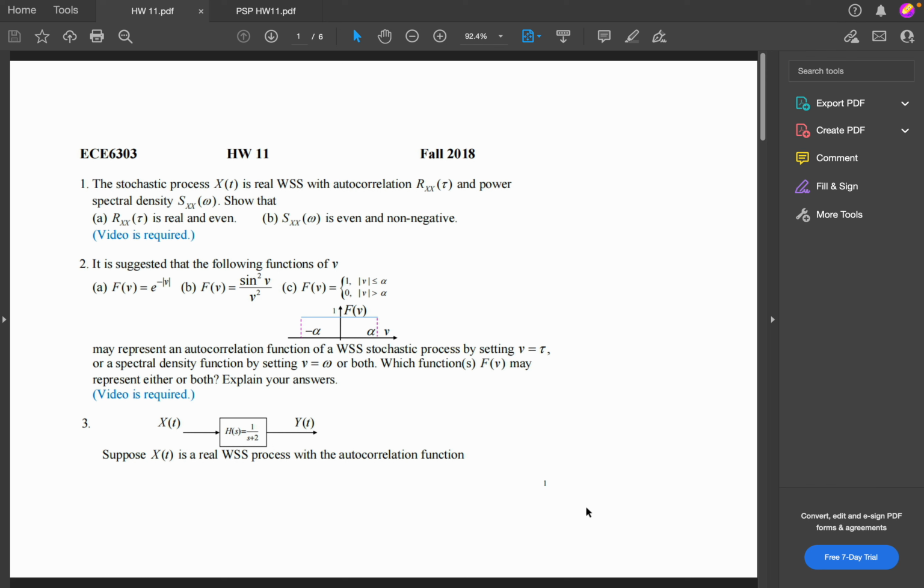In this video, I'll be explaining question 1 of homework 11. The question states that the stochastic process x(t) is real, white, and stationary with autocorrelation given as Rx(tau) and power spectral density given as Sx(omega), and we need to show that the autocorrelation is real and even, and the power spectral density is even and non-negative.